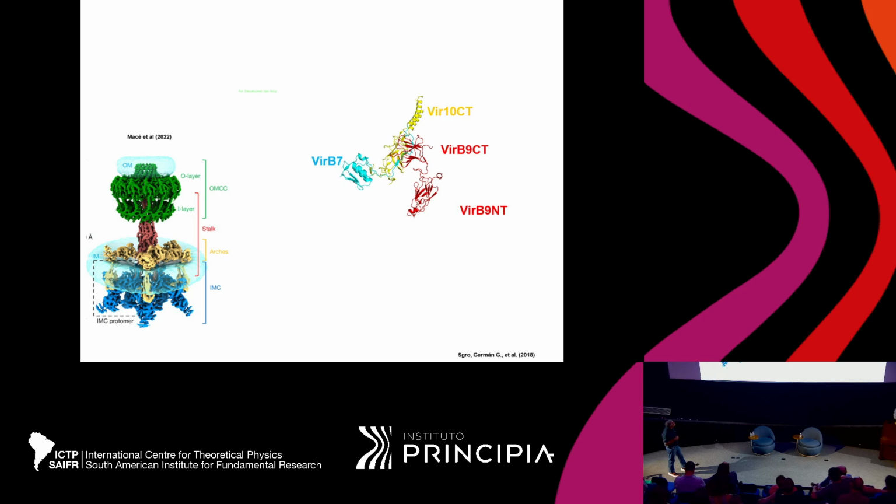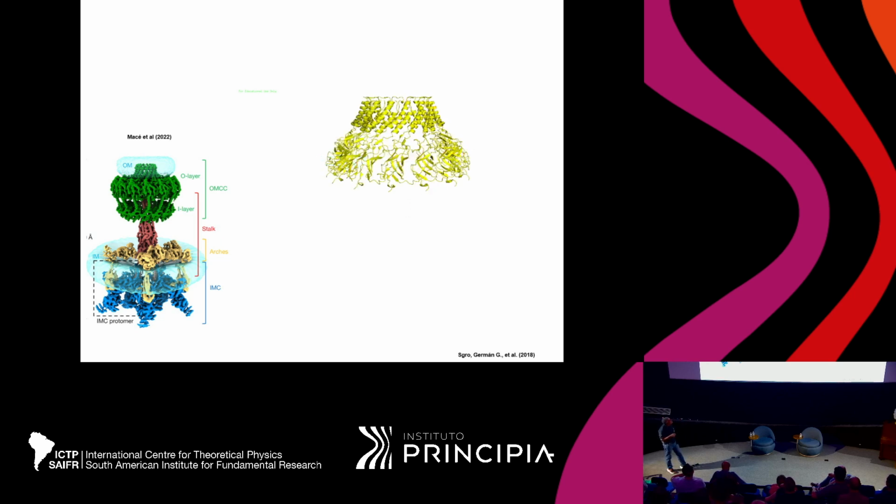Like I said, this outer membrane complex in Xanthomonas is made up of 14 copies of three proteins. VirB7, which is shown here in cyan, has this amino-terminal tail and then this C-terminal globular domain, and it's interacting with the C-terminal domain of VirB9. VirB9 also has an N-terminal domain, and we also see this in yellow, the VirB10 C-terminal domain. The amino-terminal domain of VirB10, which has around 180 amino acids, is not seen in this map. Okay, so the VirB10 subunits make this inner lumen, and it makes a ring made up of 14 helical hairpins that go through the outer membrane.